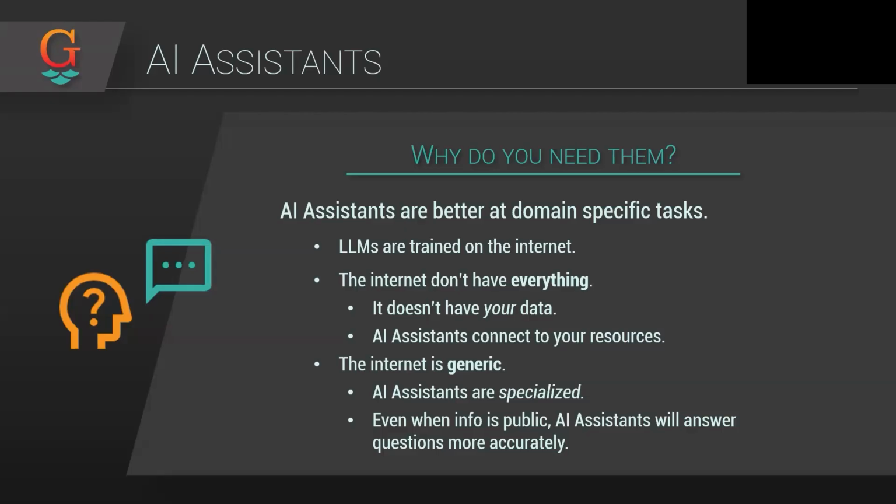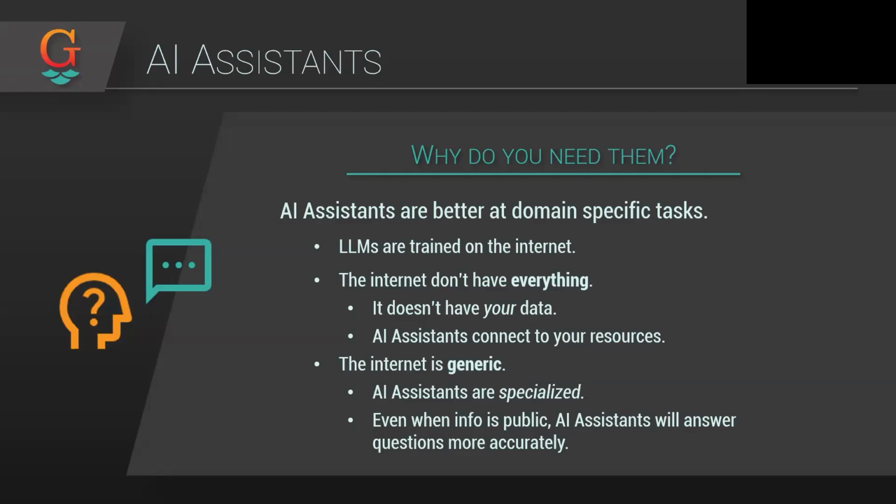But that doesn't mean that they know everything, because quite frankly, the publicly available internet they were trained on didn't have everything, didn't have your data, didn't have your documents. It doesn't have the databases you're connected to, your APIs. AI assistants can be hooked into these additional knowledge resources, which opens them up to answer questions about that knowledge base. The other good reason to use an AI assistant is the internet is generic.